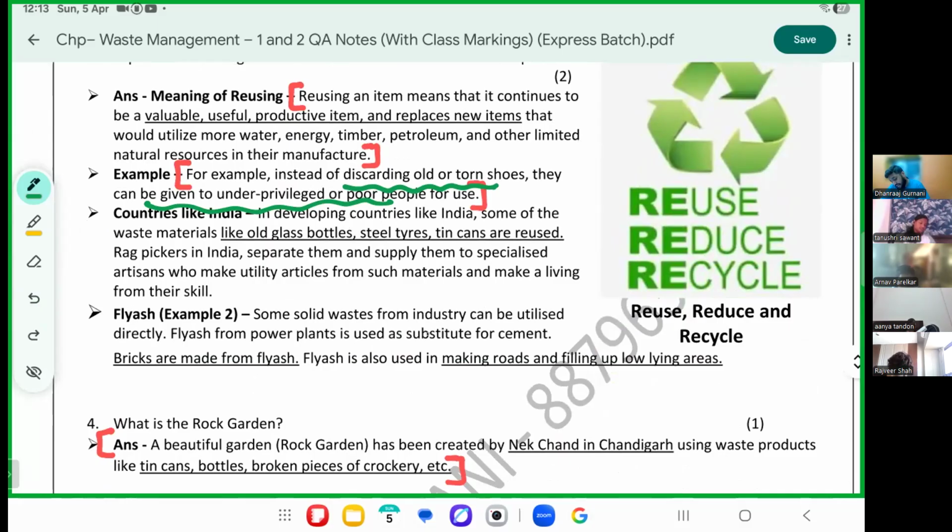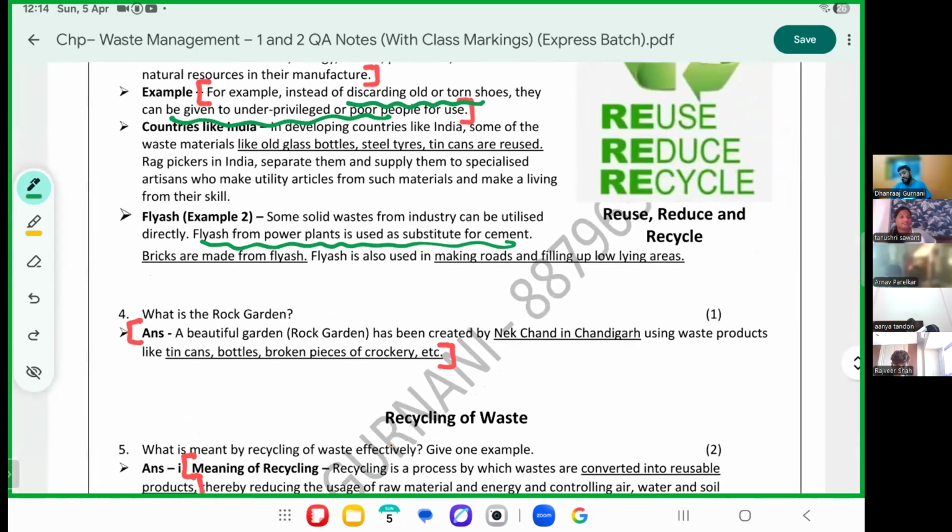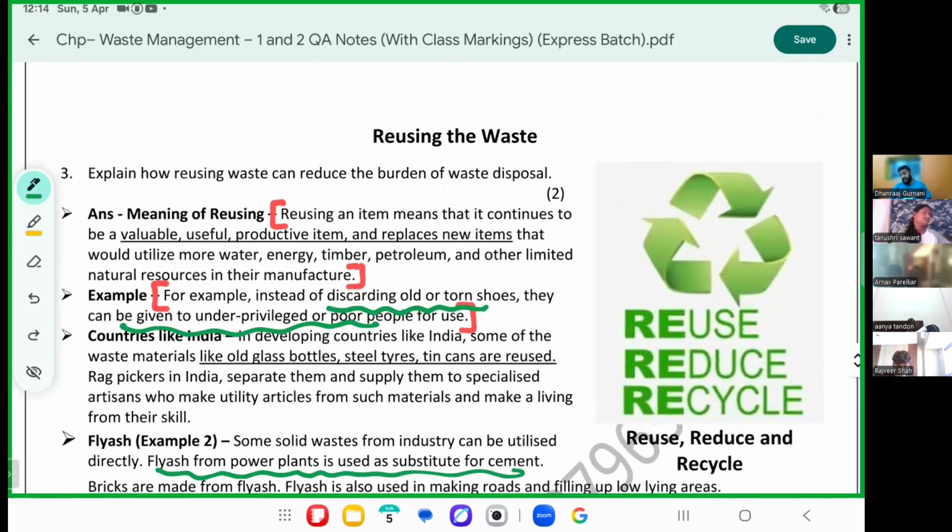Some solid waste from industries can be used directly. Fly ash from power plants is used as a substitute for cement. The bricks get made from fly ash. So that fly ash, that dust, that ash, instead of disposing of it, you use it in the cement or brick making industry.